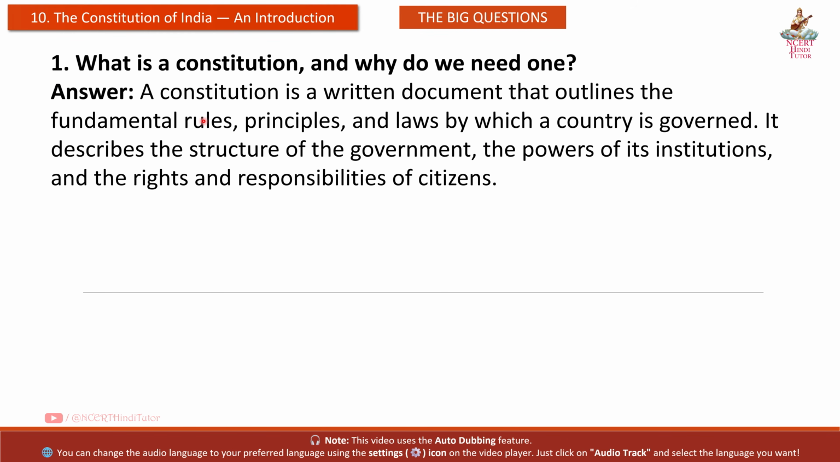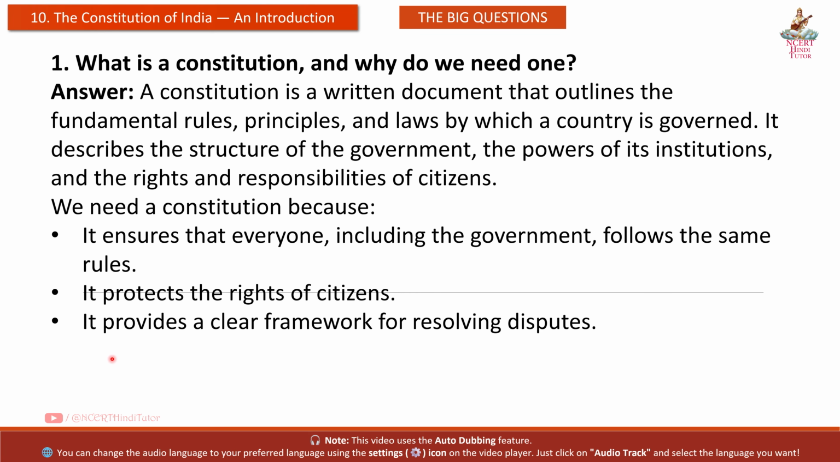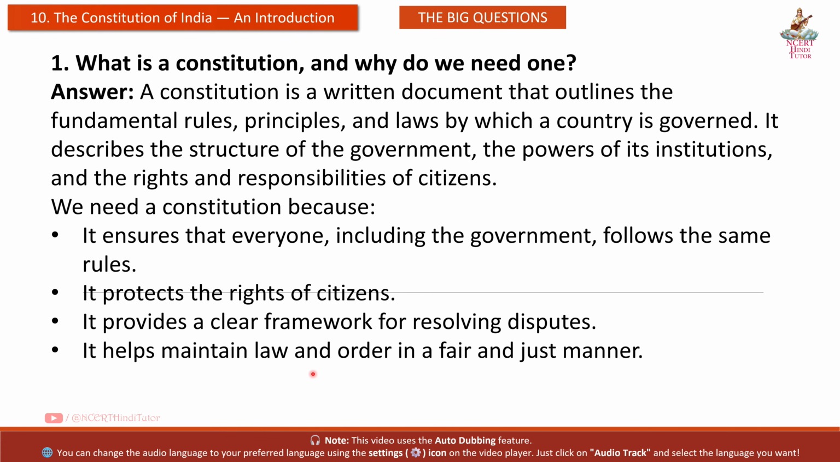Answer: A constitution is a written document that outlines the fundamental rules, principles, and laws by which a country is governed. It describes the structure of the government, the powers of its institutions, and the rights and responsibilities of citizens. We need a constitution because it ensures that everyone, including the government, follows the same rules. It protects the rights of citizens. It provides a clear framework for resolving disputes. It helps maintain law and order in a fair and just manner.